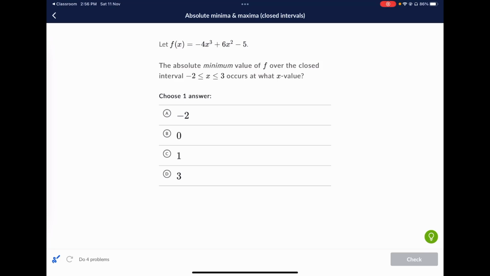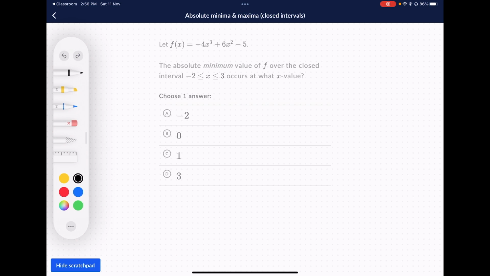Let f of x equal negative 4x cubed plus 6x squared minus 5. The absolute minimum value of f over the closed interval negative 2 less than or equal to x less than or equal to 3 occurs at what x value? You have to choose one answer from the options once you have solved the question. You can also write this as an interval, negative 2 comma 3, but make sure to use brackets to signify a closed interval.